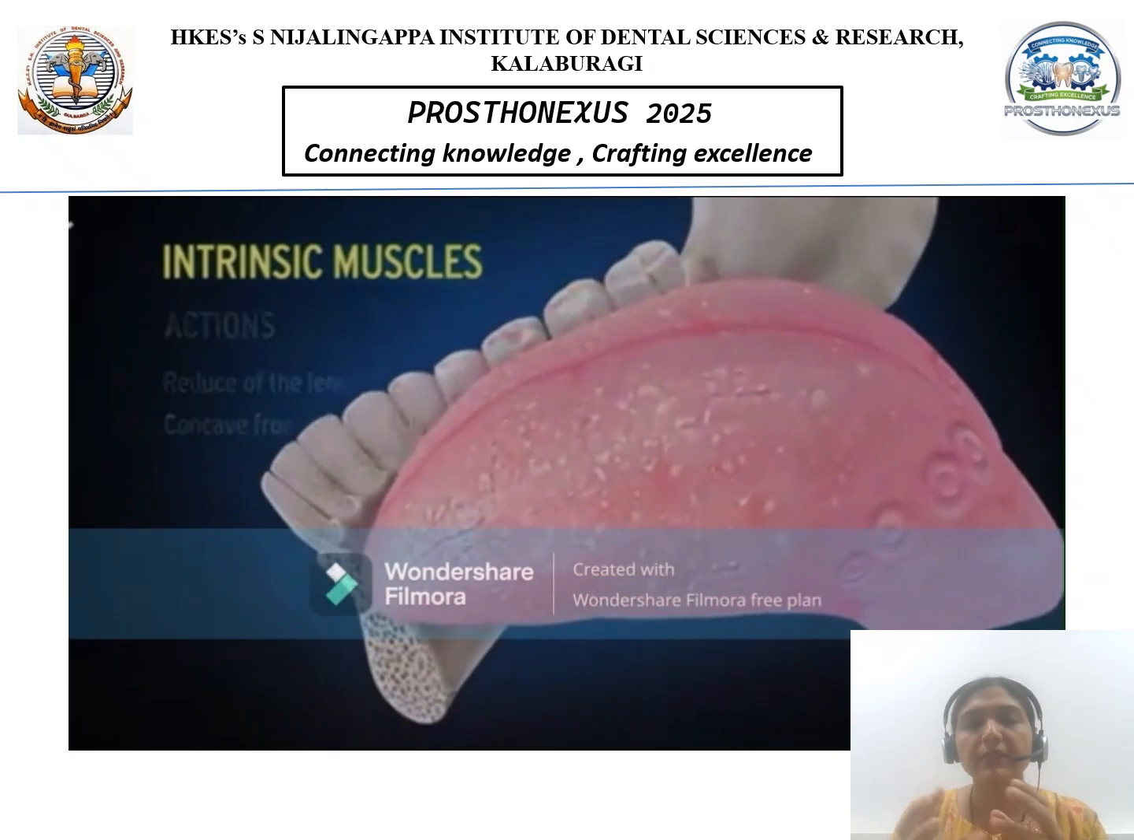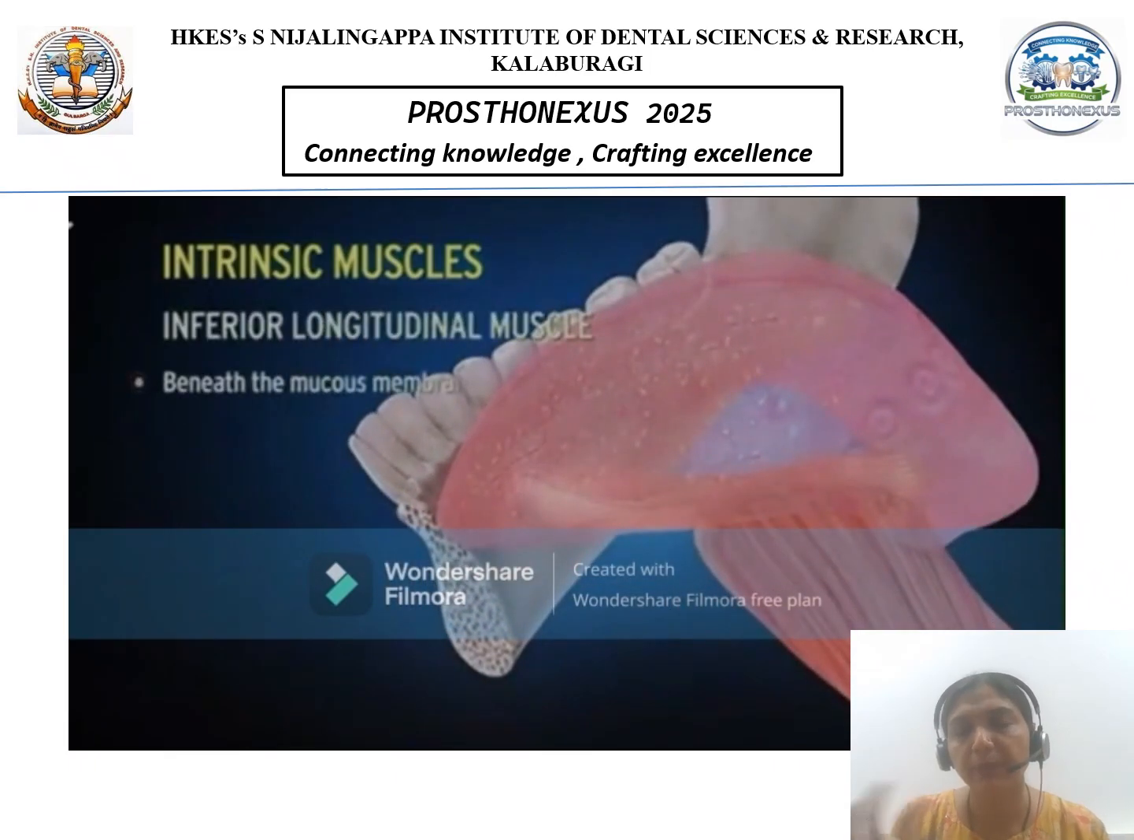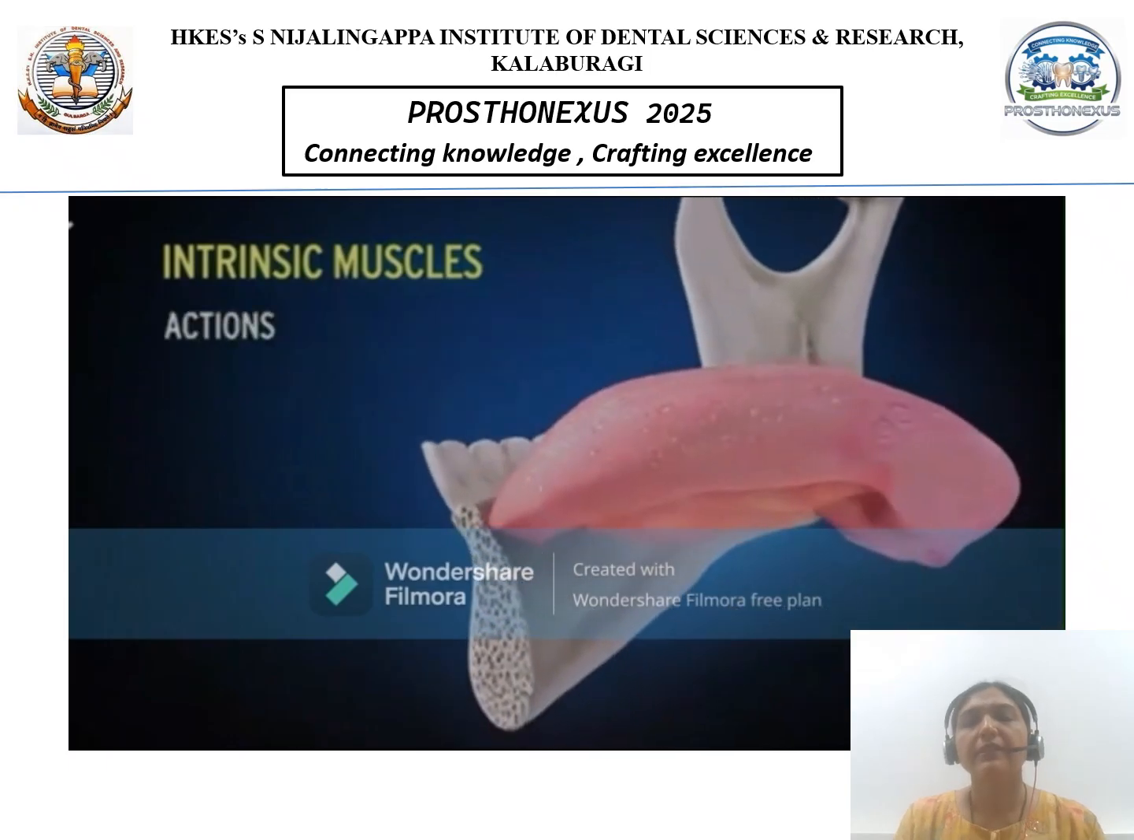The shape and the size of the tongue is basically changed by the intrinsic muscles. Then we have the inferior longitudinal, it is lying at the base beneath, posterior, this area over here. The action is the reverse of that, that is narrowing the tongue. This basically flattens the tongue, that is the action of your inferior longitudinal.